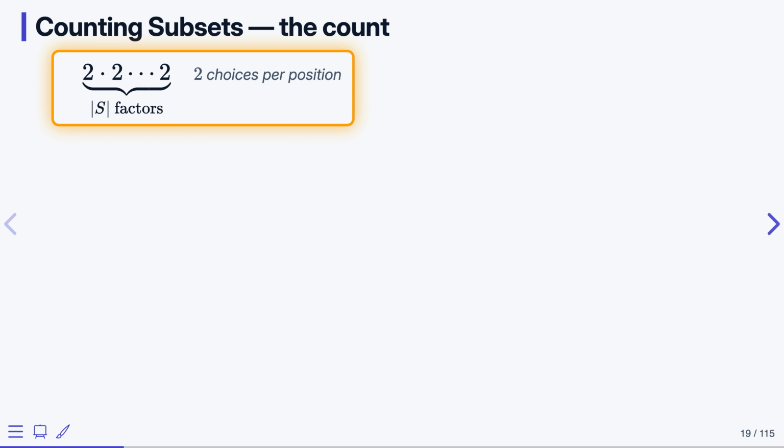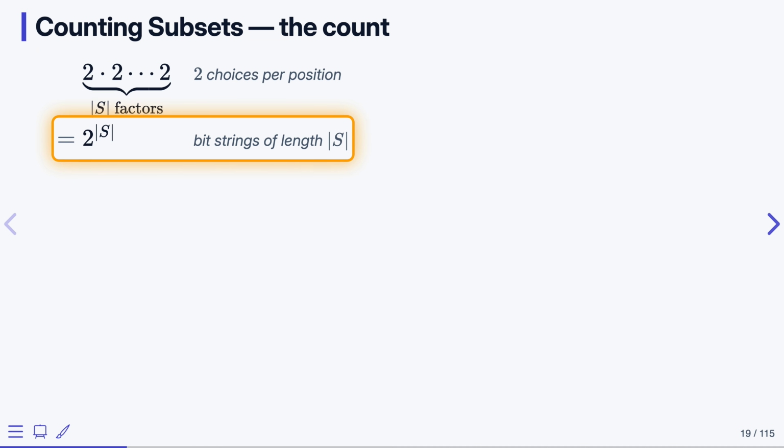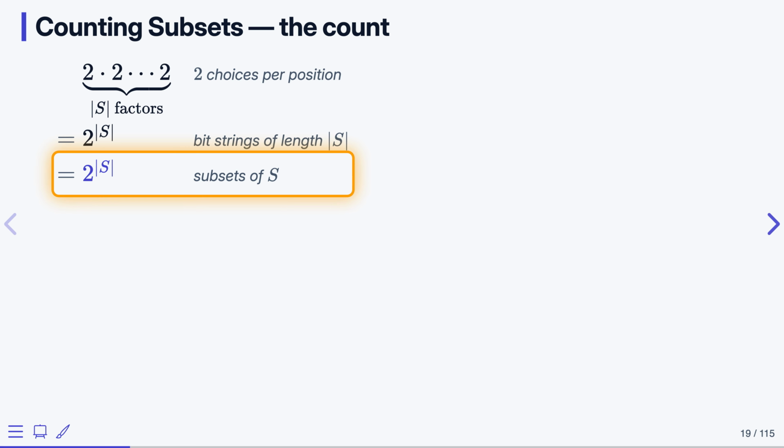This is the working. Line 1. Each of the positions holds a 0 or a 1, 2 choices, once per element of S. Line 2. By the product rule that is 2 to the power |S|. Line 3. The match was 1-to-1, so the subsets are counted by the same number. A set with |S| elements has 2 to the power |S| subsets. For a set of 3 elements, that is 8 subsets, and for 10 elements it is 1024.